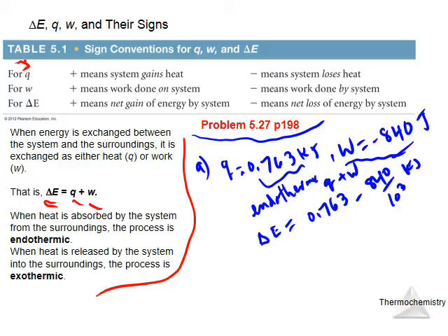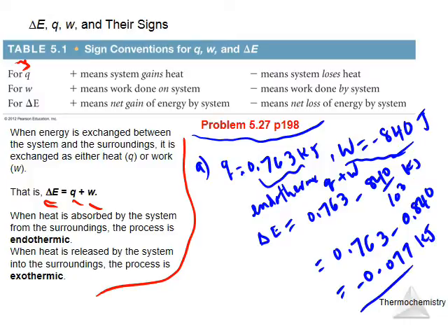So 0.763 minus 0.840, and they're all in kilojoule. And make sure you check all these numbers so that I haven't used any wrong number. This gives minus 0.077 kilojoule. And this is an endothermic reaction because in this case Q is positive, or heat is gained.